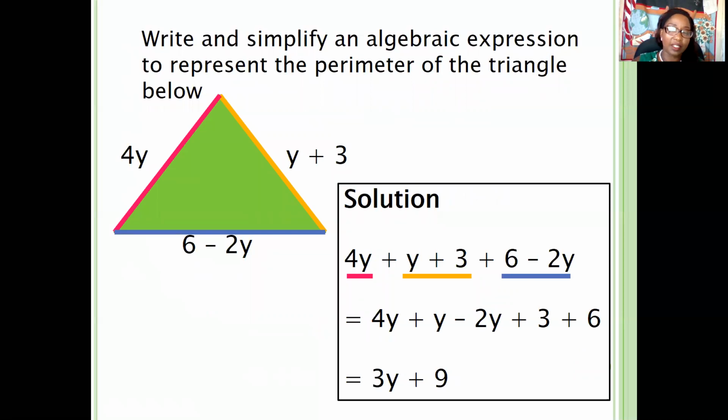Our solution. Our first side, which I have highlighted in pink, is 4y. So we put down the 4y plus, we have a side here highlighted in yellow. That's y plus 3. And then our third side, which is highlighted in blue, 6 minus 2y.